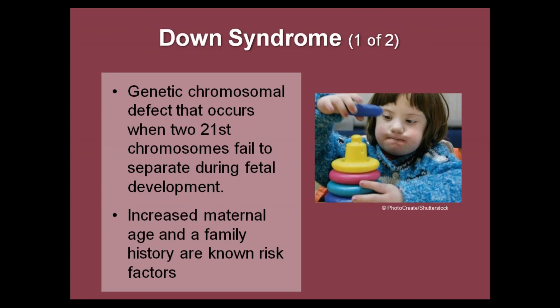Down syndrome is a genetic chromosomal defect that occurs when two 21st chromosomes fail to separate during fetal development. So this happens during development, and there are tests that can be done while that fetus is being developed to identify that defect. Increased maternal age and a family history are known risk factors.